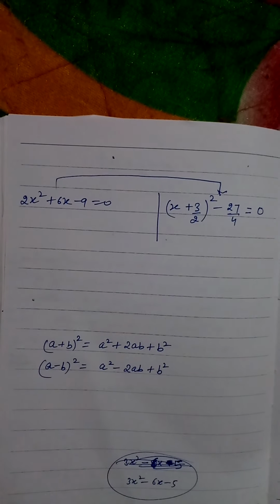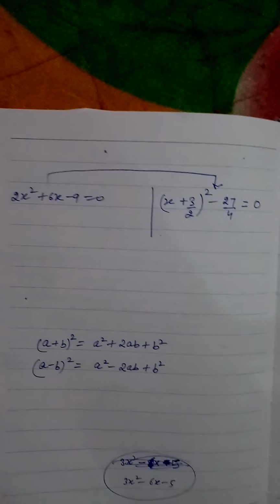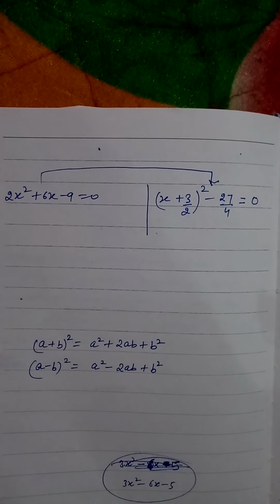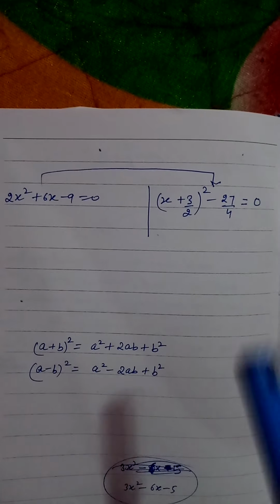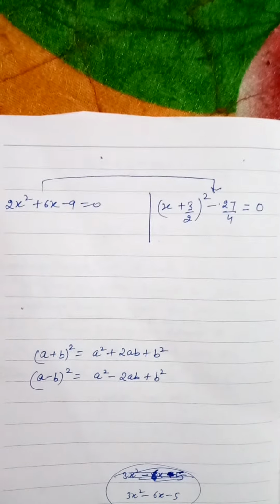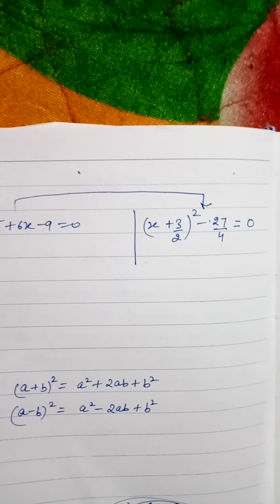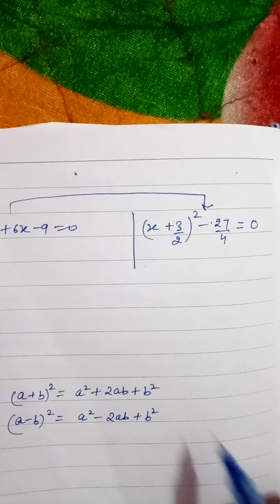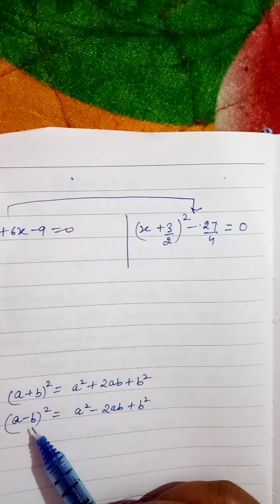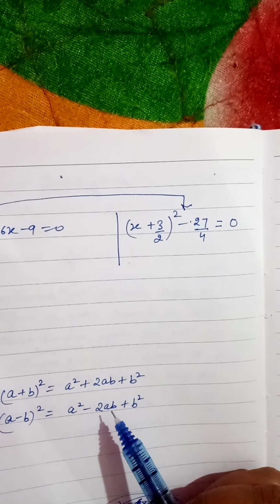Now we reached the conclusion that we can solve (x plus 3 by 2) whole square minus 27 by 4 equal to 0, but cannot solve 2x square plus 6x minus 9 equal to 0. So the question is, how can we convert 2x square plus 6x minus 9 equal to 0 in this form? Before we begin this lesson, you need to know two identities very well. One is (a plus b) whole square, that is equal to a square plus 2ab plus b square, and second is (a minus b) whole square, which is equal to a square minus 2ab plus b square.